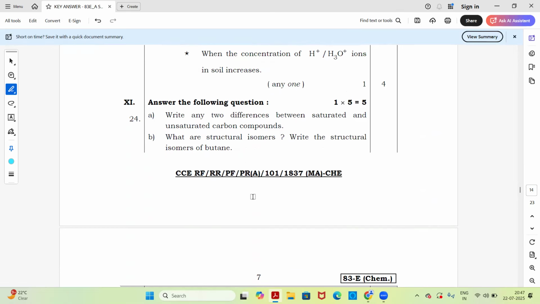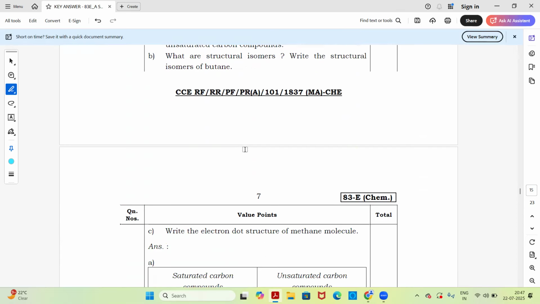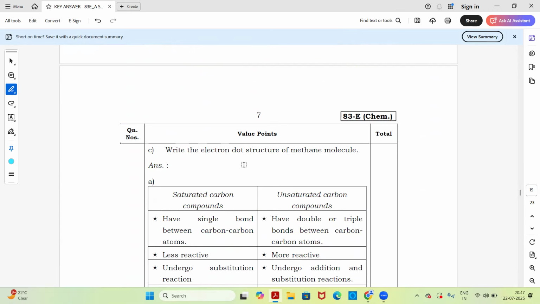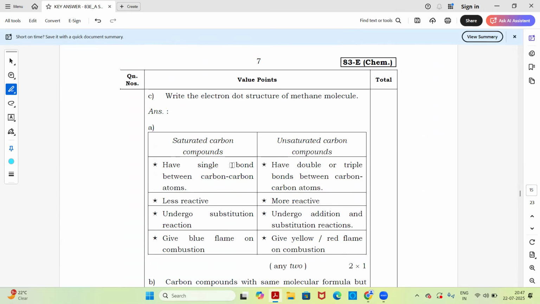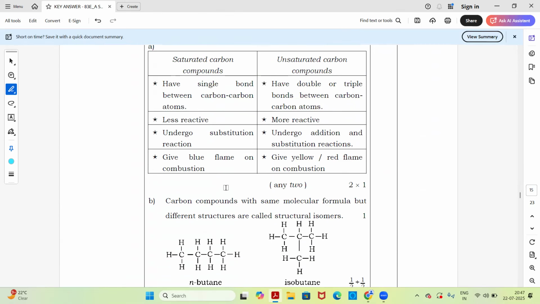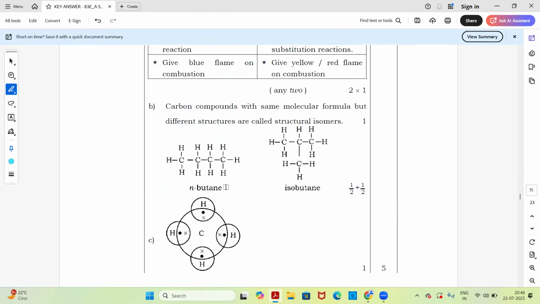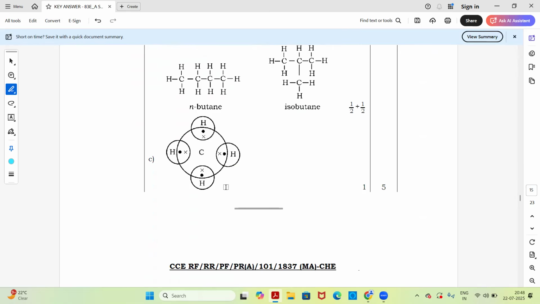Answer the following question, 5 marks. A, write any two differences between saturated and unsaturated carbon compounds. Question B, what are structural isomers? Write the structural isomers of butane. Then C, write the electron dot structure of methane molecule. Okay, so you write the difference here, saturated and unsaturated compounds. Then here is the molecular formula answer. And then you write the third answer here.